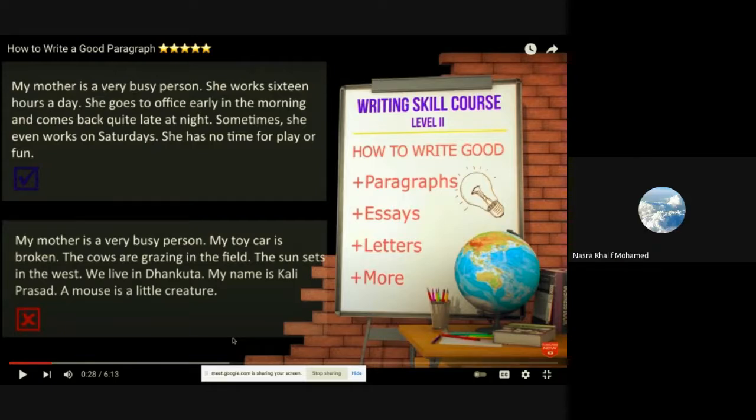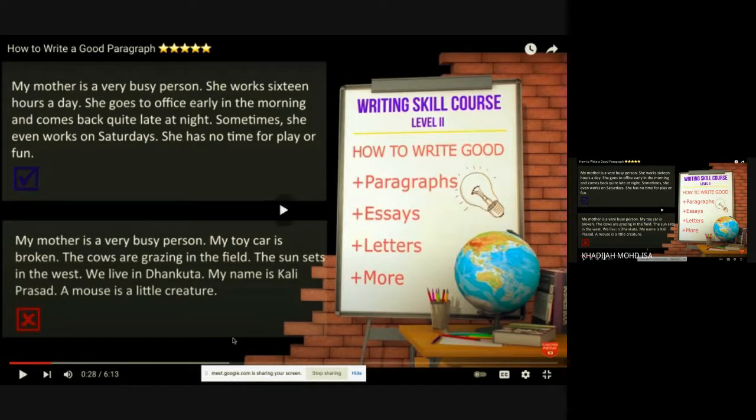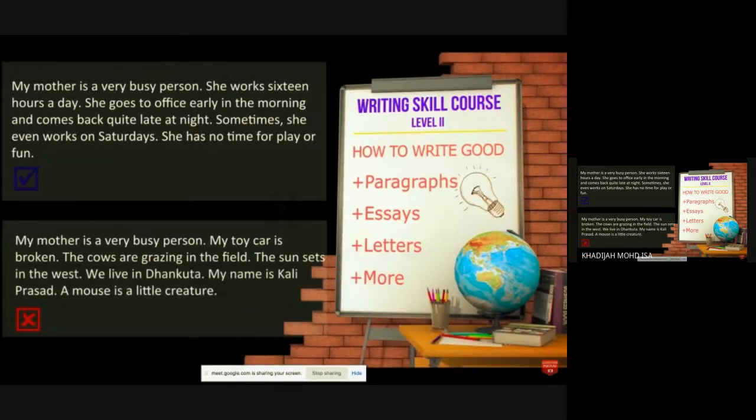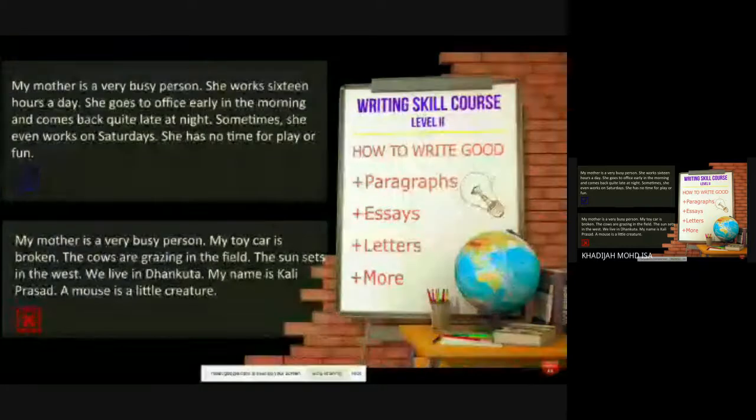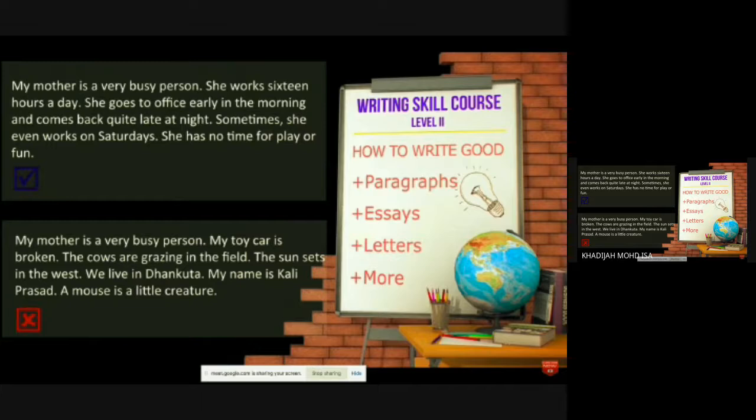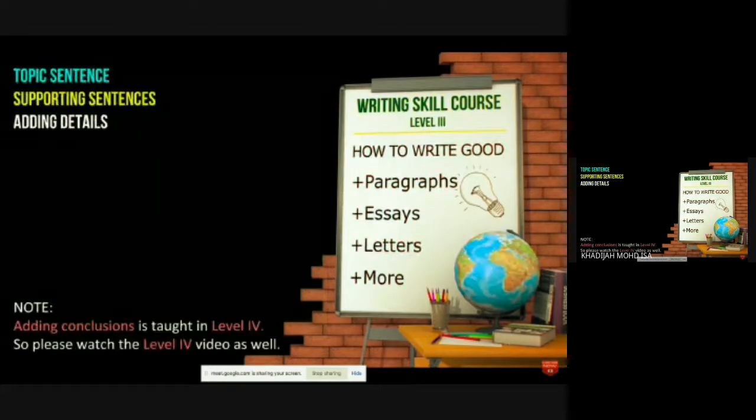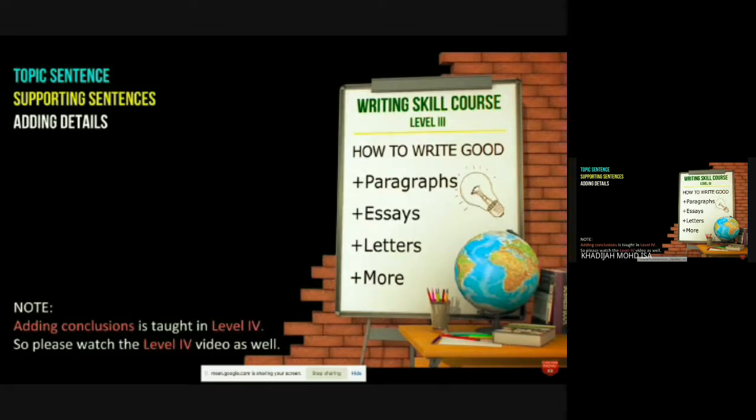Okay, let's go through. The first has a single topic, which is my mother. The second paragraph talks about many different things. In fact, each sentence in the second paragraph talks about a different topic, which is really a bad idea. So a good paragraph focuses on a single topic or idea. Remember that. Today, we shall learn about three very important components of a paragraph: topic sentence, supporting sentences, and adding details.